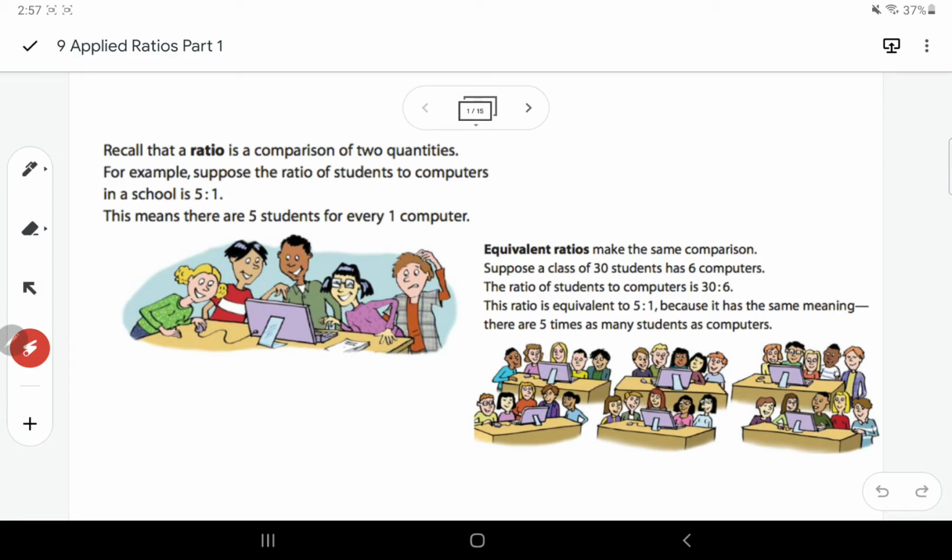We can make an equivalent ratio because maybe for each computer in the room there's 5 students, but maybe there's 6 computers in the room. That would mean that there's 5 times as many students as computers. So here there would be 5 and 5 and 5 and 5 and 5 and 5. So 30 students, because this 30 students for 6 computers is an equivalent ratio to the 5 students for 1 computer.